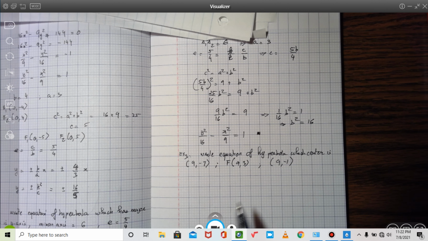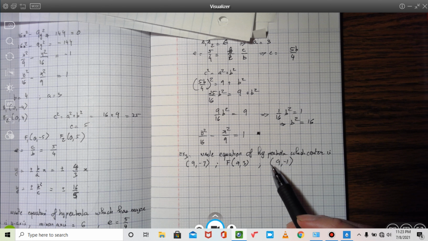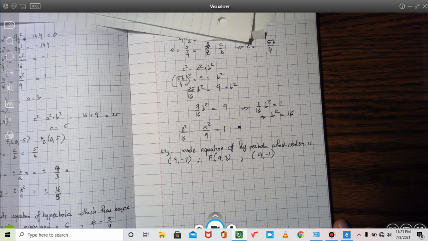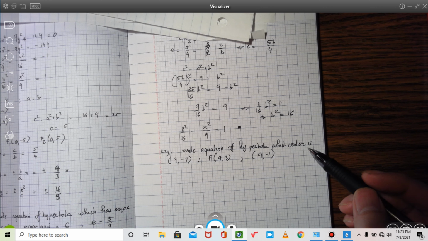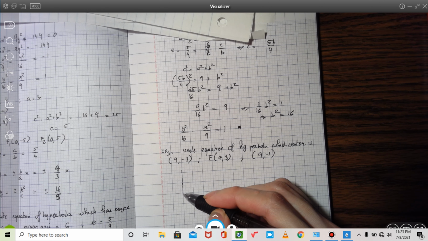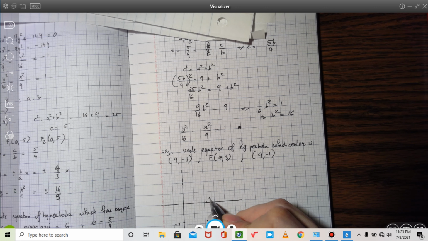So this is the vertex. We don't know if this is vertical or horizontal, so we need to determine that first. The center is (9, -7), so let's draw it, because when you draw it then you know. So 9 right here, and -7 right here. So this is the new center.